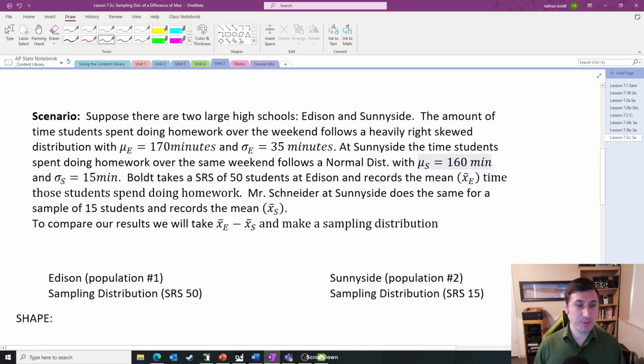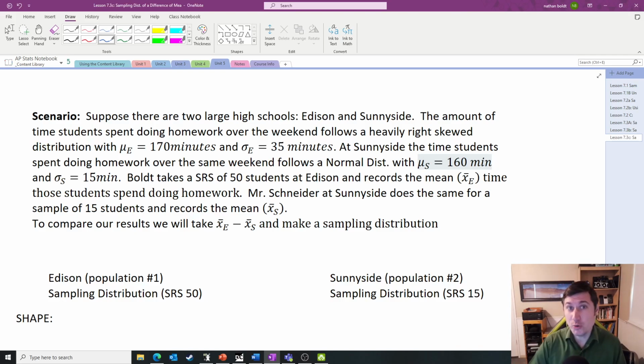So again, suppose there are two large high schools, Edison and Sunnyside. The amount of time students spent doing homework over the weekend follows a heavily right skewed distribution with the mean of 170 minutes and a standard deviation of 35 minutes. At Sunnyside, the time students spent doing homework over the same weekend follows a normal distribution with a mean of 160 and a standard deviation of 15.